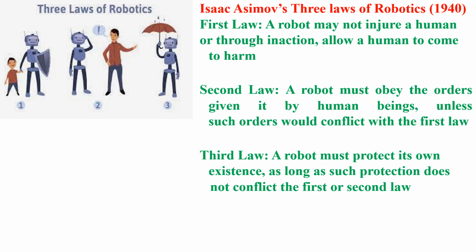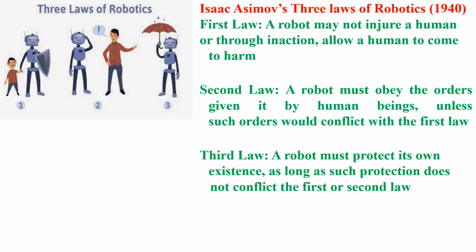The main thing is, in 1940, Isaac Asimov made three laws. The first law of robotics is that a robot may not injure a human, or through inaction allow a human to come to harm. So it should not injure or harm a human. The second law is that a robot should obey the orders given by human beings unless such orders would conflict with the first law. The third is that a robot must protect its own existence as long as such protection does not conflict with the first and second laws. So the first one is that the robot should not injure the human. The second one is that the robot should obey the orders.